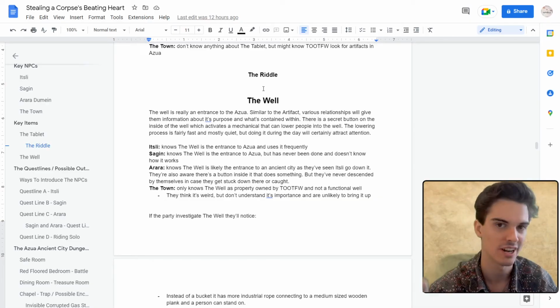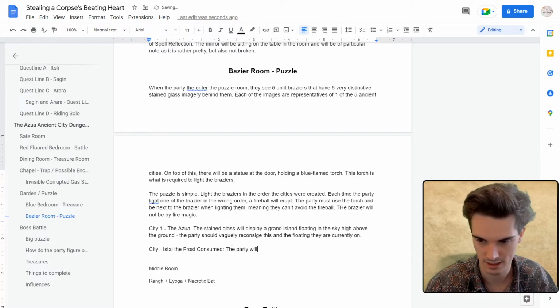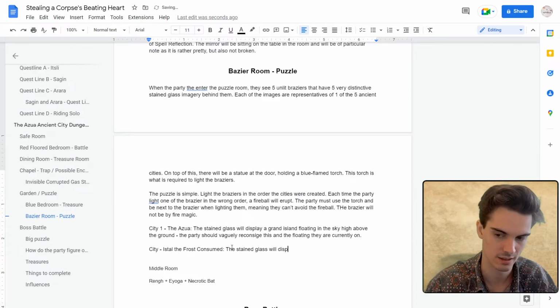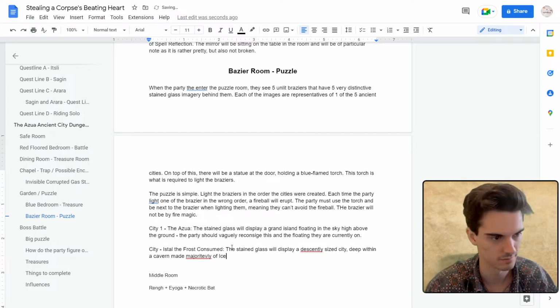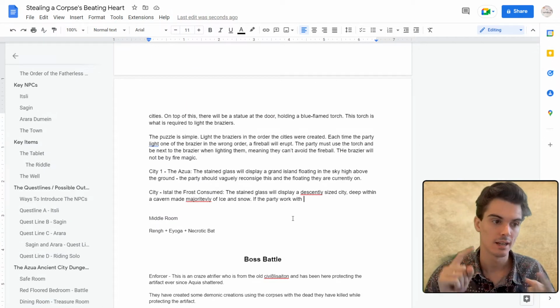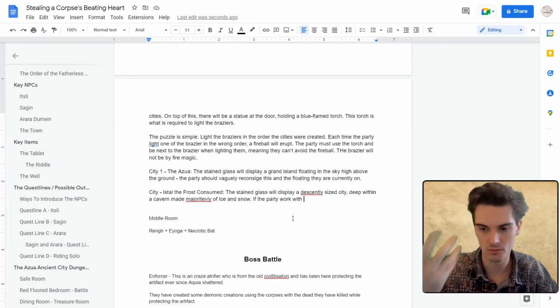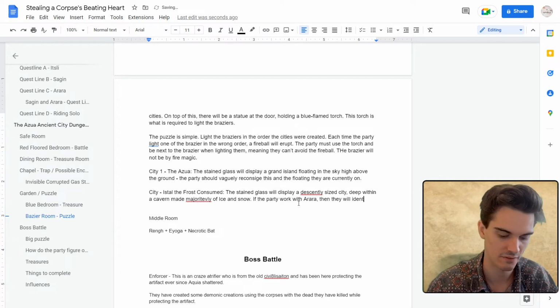With all the pieces set, it was now time to write out the actual puzzle and the riddle on the tablet. We started by giving some description of the 5 stained glass depictions of the ancient cities that are sitting behind the unlit braziers. I'm not going to read them out in full, but there's a city in an ice cave, one that's a flying island, one in a volcano, one that only exists in the reflection of a lake, and one that used to be the nation's capital that has recently been destroyed.